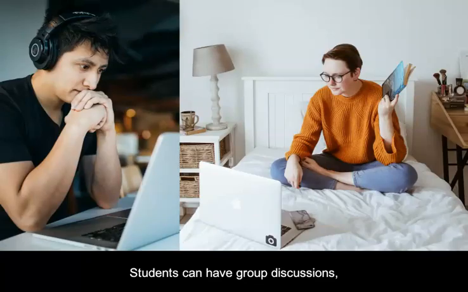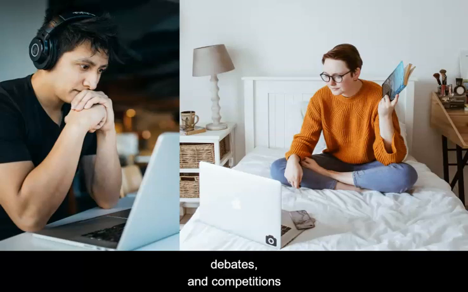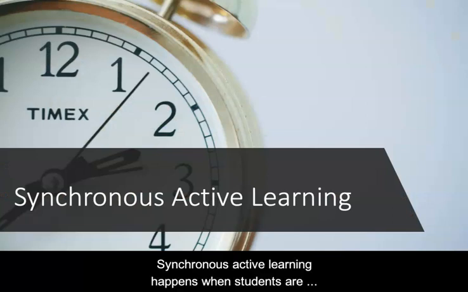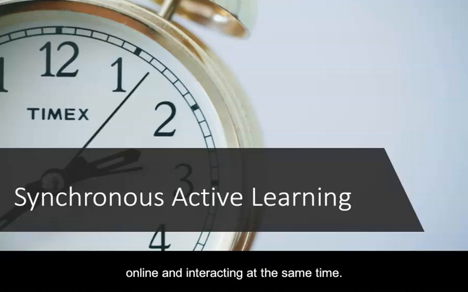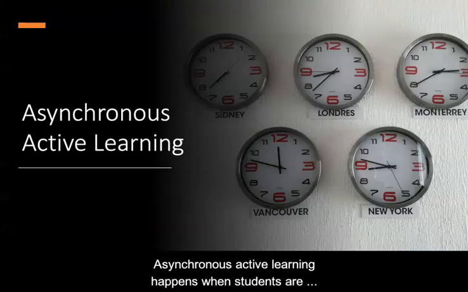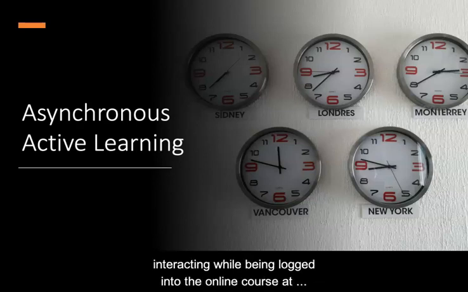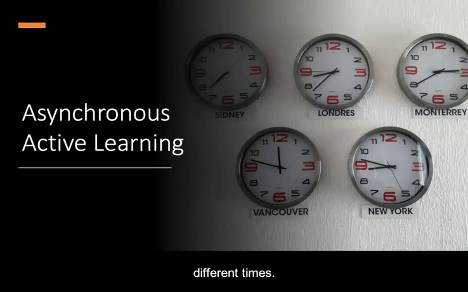Students can have group discussions, debates, and competitions using a variety of tools in the online environment. We'll be talking about synchronous and asynchronous ways to promote active learning. Synchronous active learning happens when students are online and interacting at the same time. Asynchronous active learning happens when students are interacting while being logged into the online course at different times.